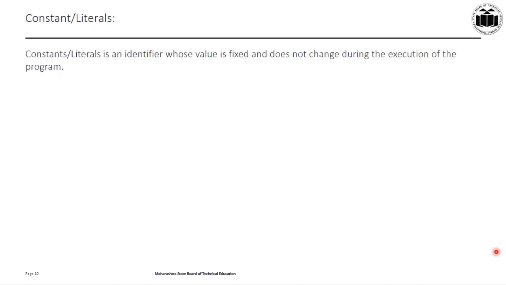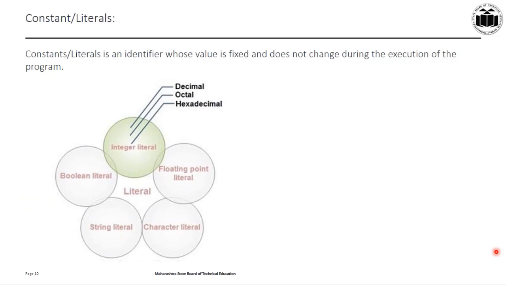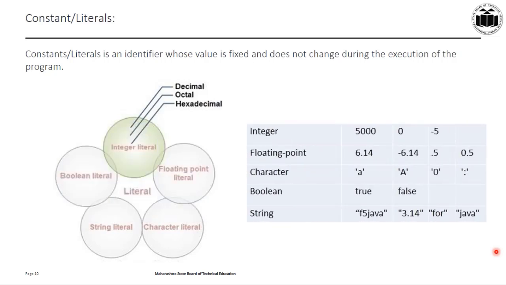Next, we will see constants and literals. A constant or literal is an identifier whose value is fixed and does not change during the execution of the program. So there are five types of constants: integer, boolean, floating point, string, and character. This table gives the complete information about literals. So from this, boolean has either a true or false value.